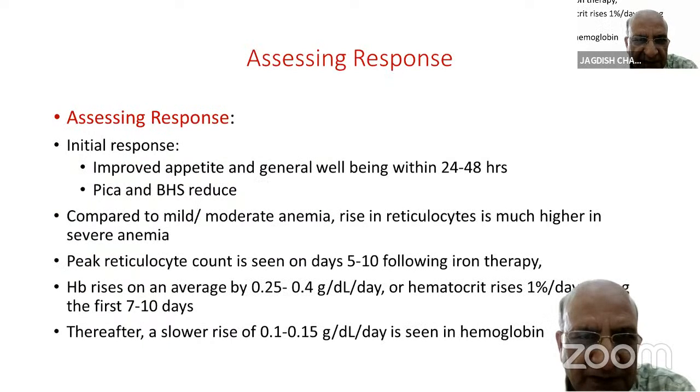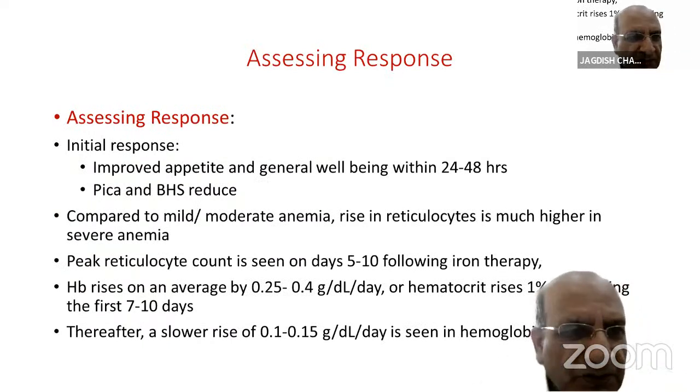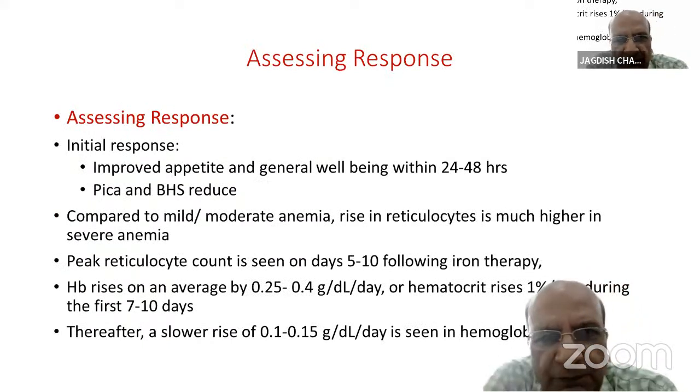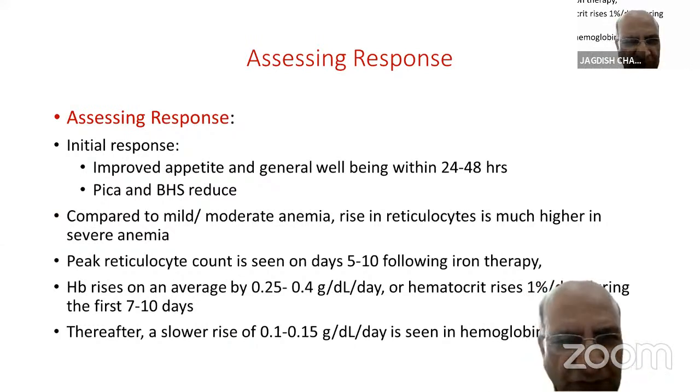And again, you can emphasize the dietary diversity at this visit. So how do we assess the response? The initial response is improvement in appetite and general well-being, which occurs as early as 24 to 48 hours. There is reduction in pica and breath-holding spells, particularly if the breath-holding spells are, say, several times in a week.